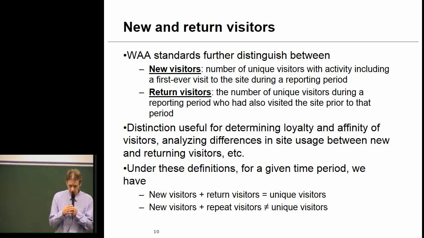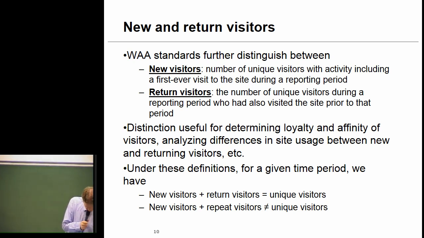Now, once we have that information, we can look at visitors. I can look at new visitors. These are unique visitors with activity including a first ever visit to the site during a particular period. I can look at return visitors, right? These are a number of unique visitors during a reporting period who also visited the site prior to that. This is very useful for determining site affinity and loyalty. So see, are we attracting new visitors because of a new marketing campaign? Do we have lots of return visitors that like our site and that actually are returning because they had a positive experience in the past?